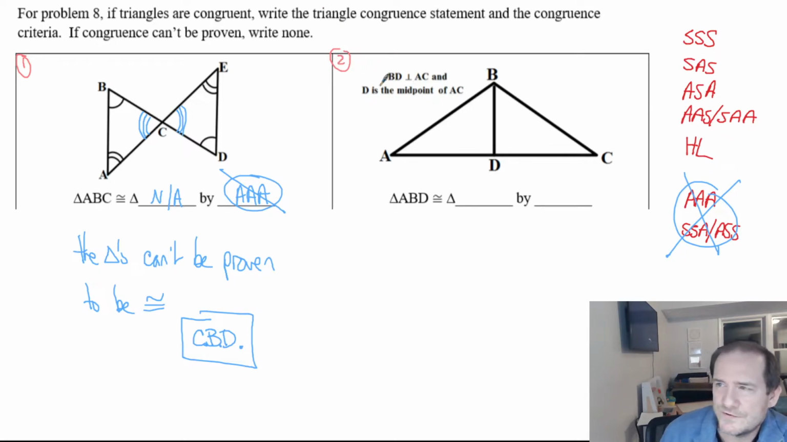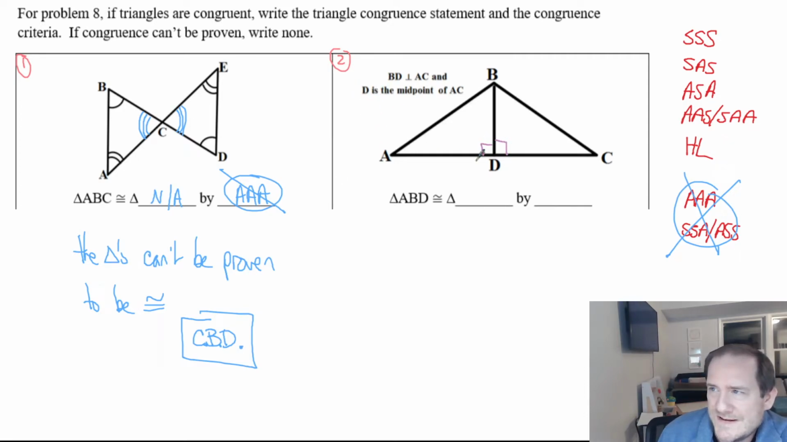Let's take a look at number 2. This symbol here is the symbol for perpendicular. So they're saying BD is perpendicular to AC. That means we get a right angle here. But the other side would have to be a right angle too, which means we can say that those 2 angles are congruent. We can take that for granted.